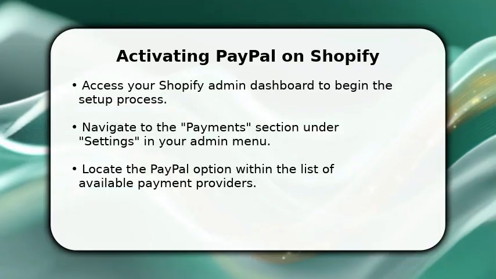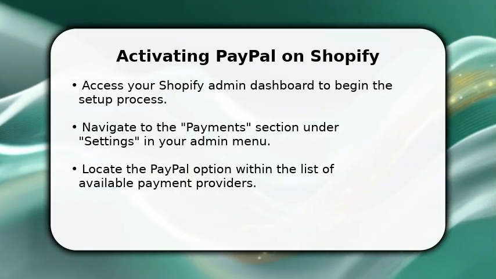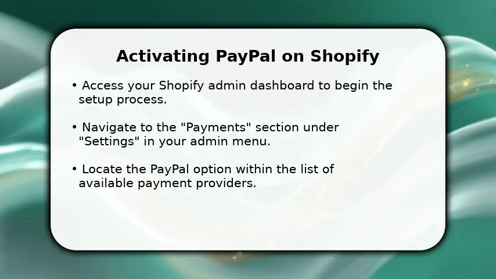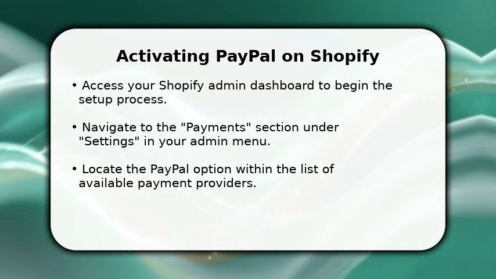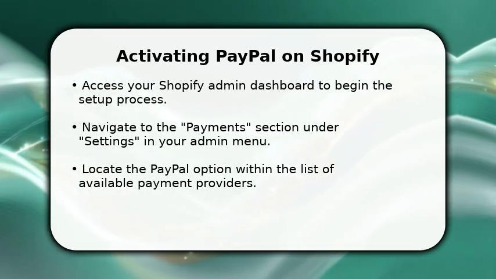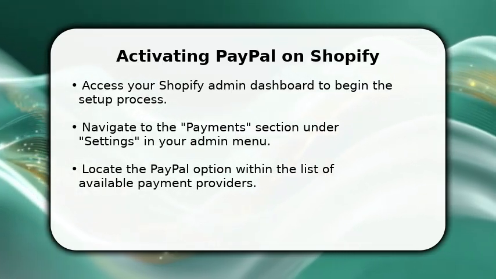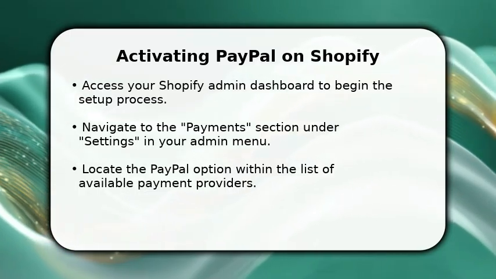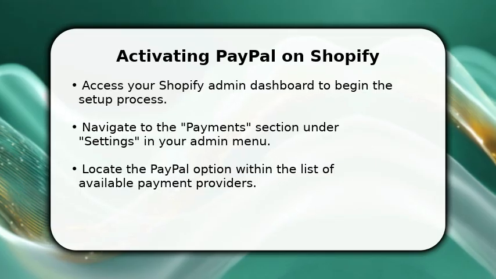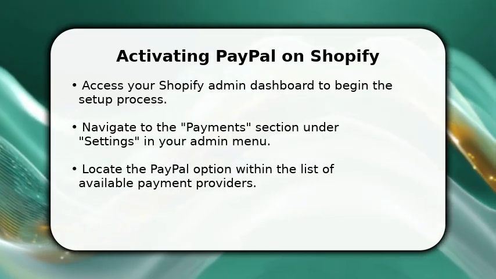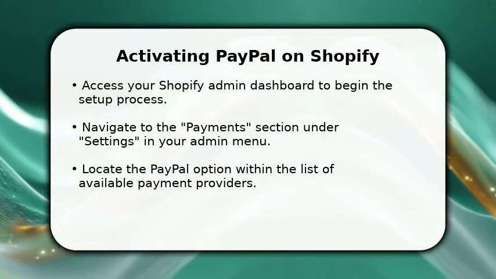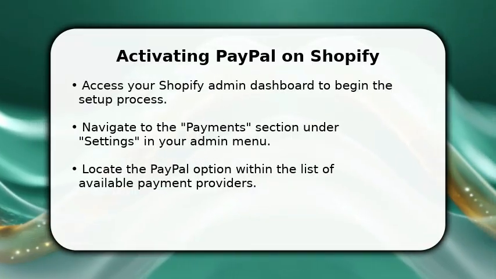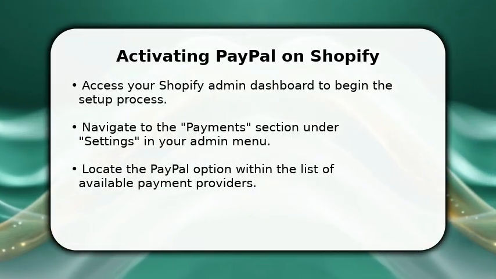Enjoy the video. In this video, I will show how to activate PayPal on Shopify. First, log into your Shopify admin dashboard. From there, you'll want to find the Settings option, usually located in the bottom left corner. Click on Settings, then select Payments from the menu. This is where you'll manage all your payment providers, including setting up PayPal for your customers. It's a straightforward process that takes just a few moments to get started.